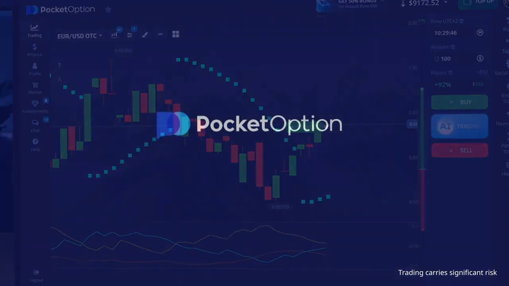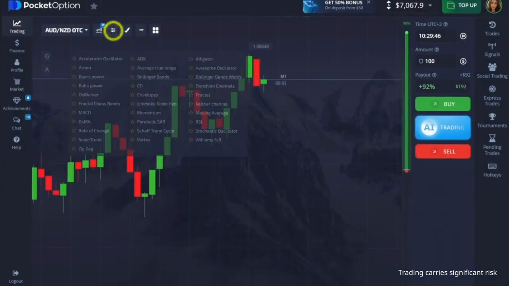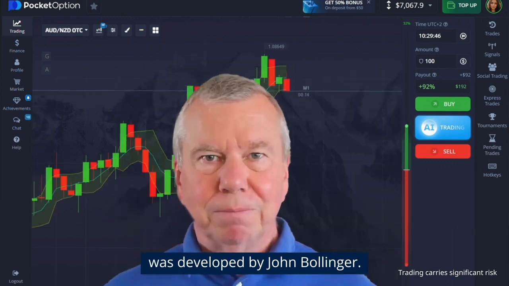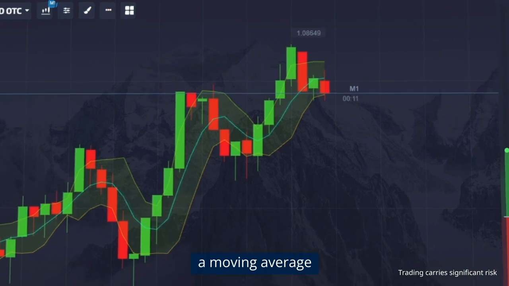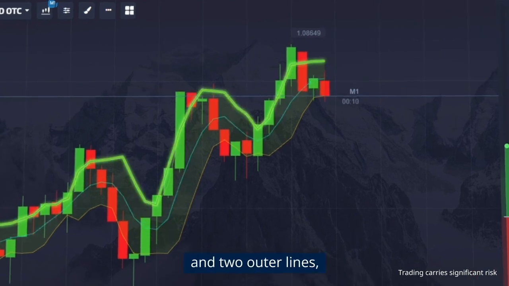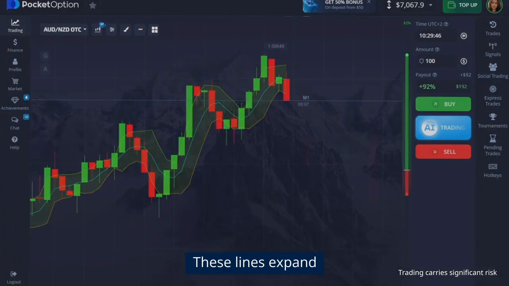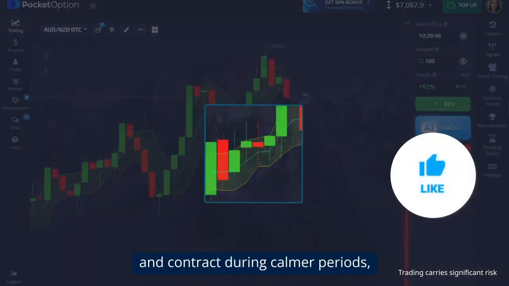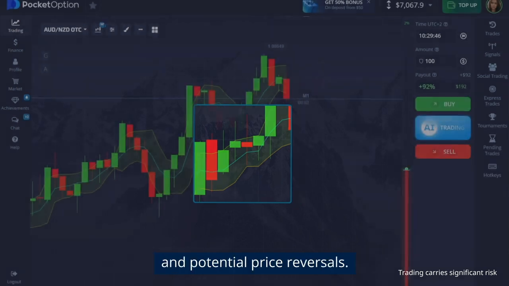How to use the Bollinger Bands trading indicator. The Bollinger Bands indicator was developed by John Bollinger. It consists of 3 lines, a moving average, and 2 outer lines, which are adjusted according to market volatility. These lines expand when the market is volatile and contract during calmer periods, helping to evaluate market dynamics and potential price reversals.